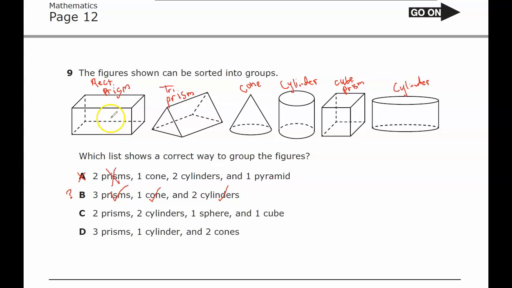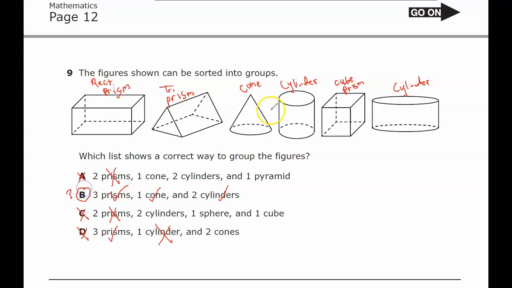Okay, C, 2 prisms. Well, I know I have 3. 1, 2, 3. So I know that is not correct. Okay, D, 3 prisms. 1, 2, 3. Correct. 1 cylinder. I know I have 2 cylinders. So that is not correct. So my answer is B.